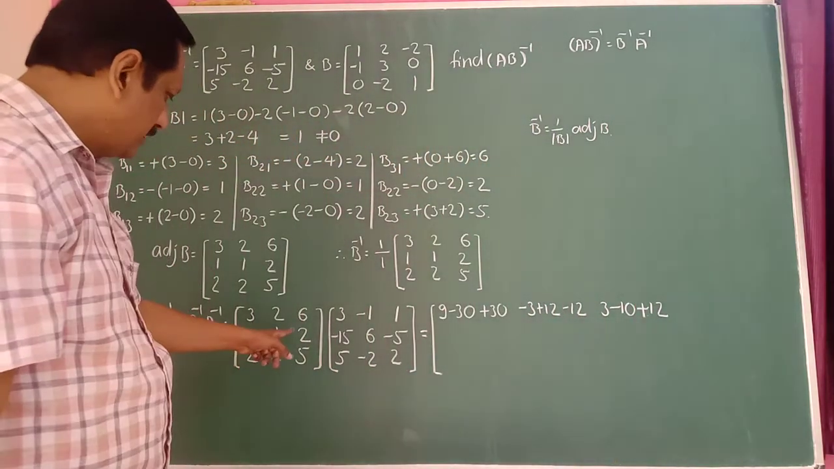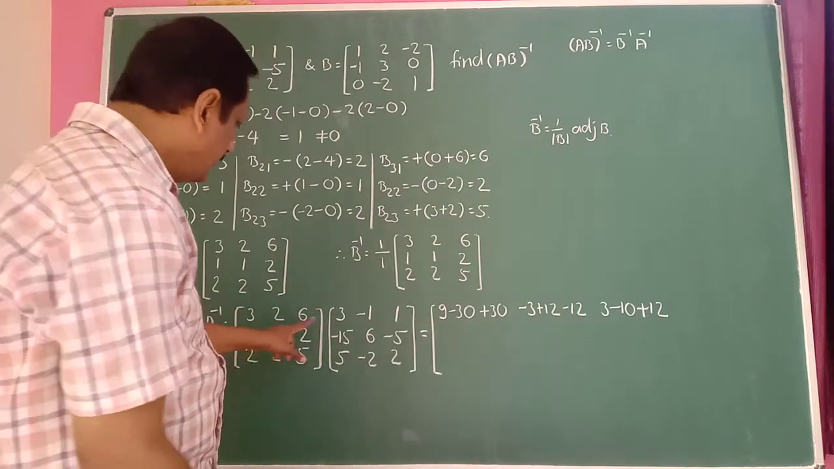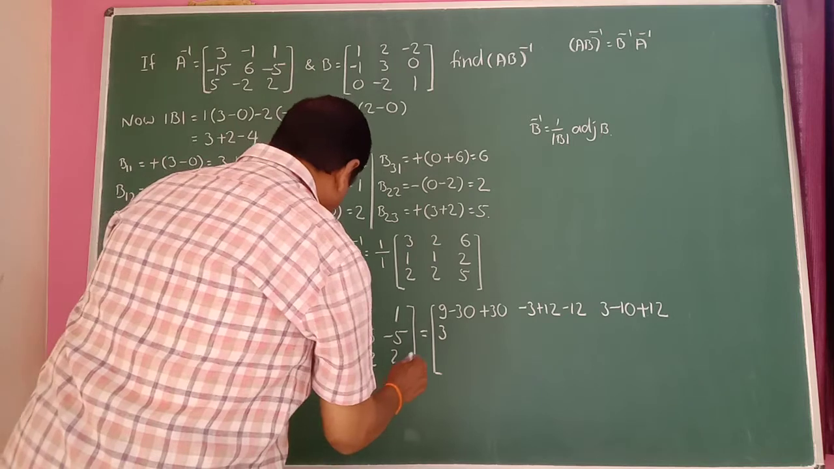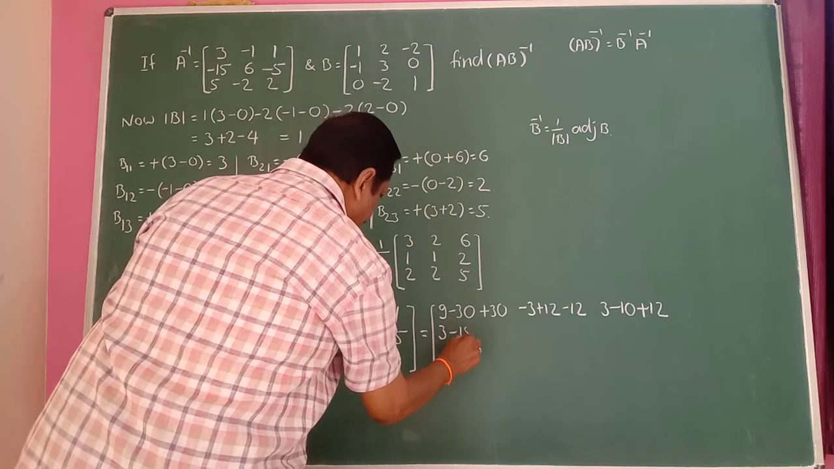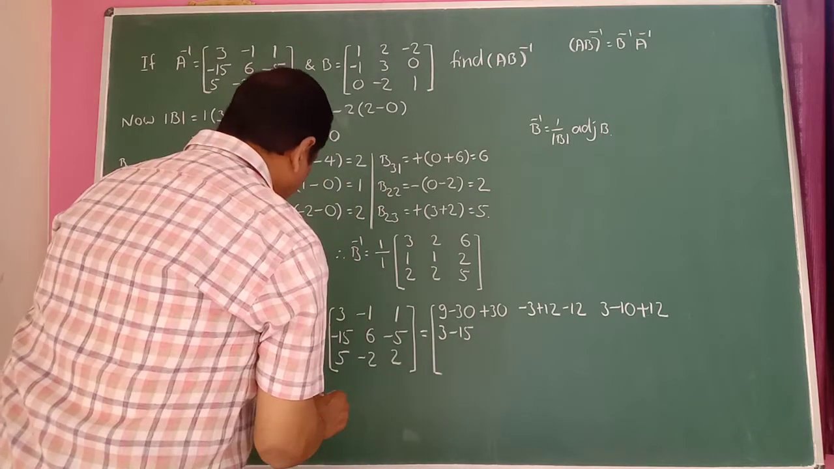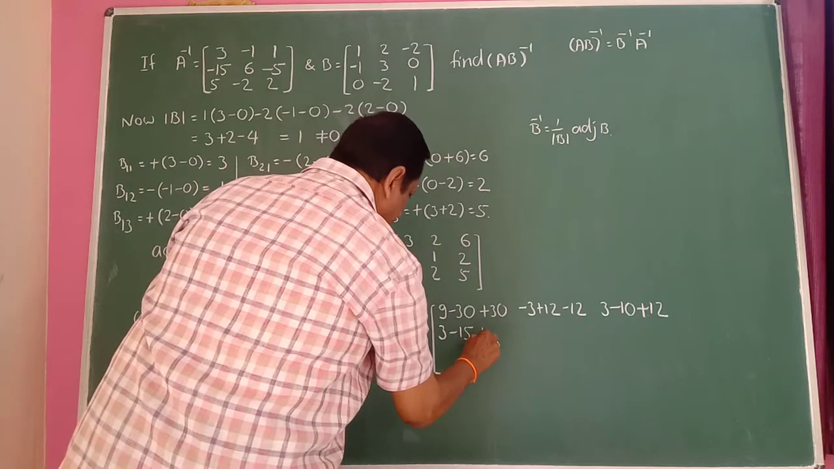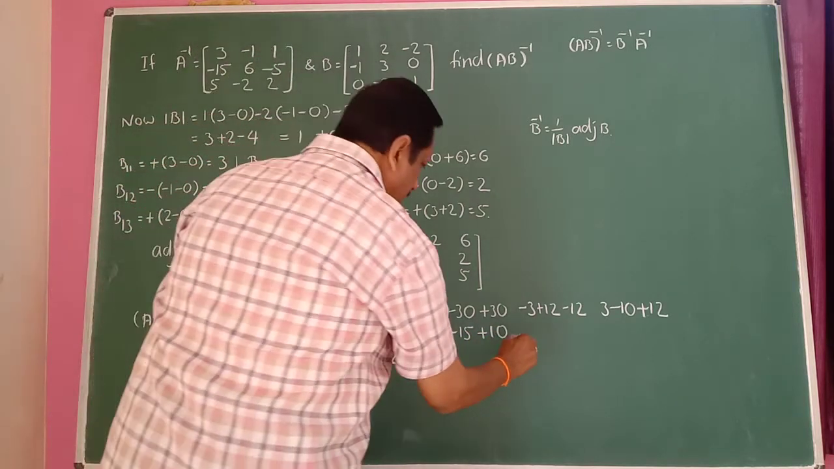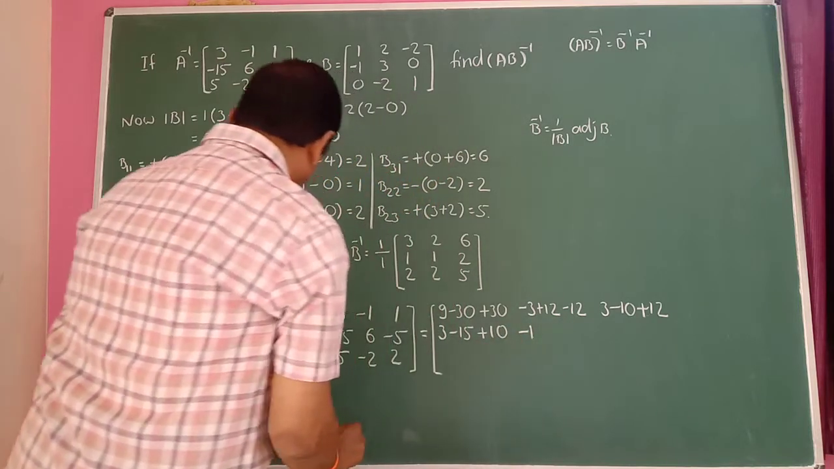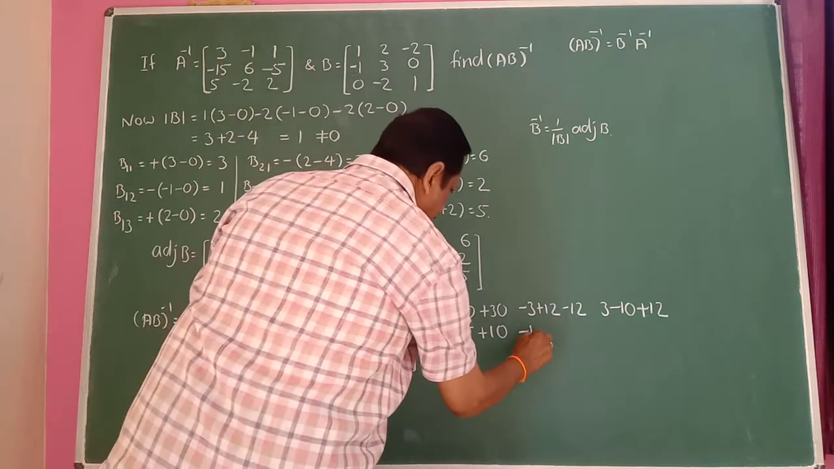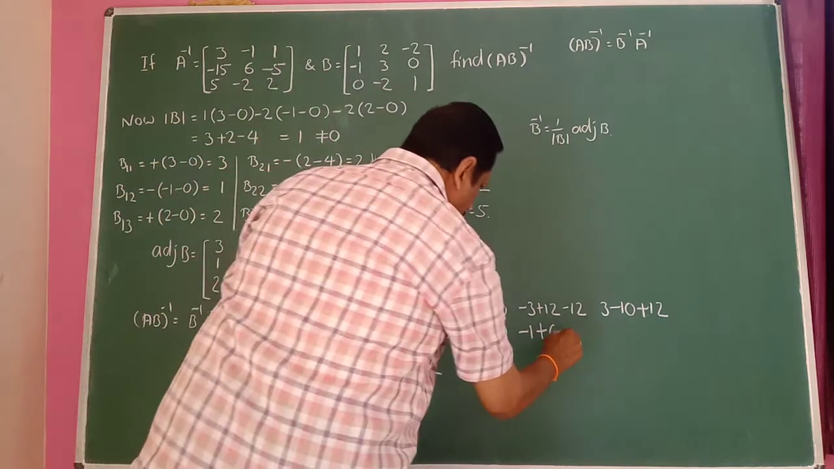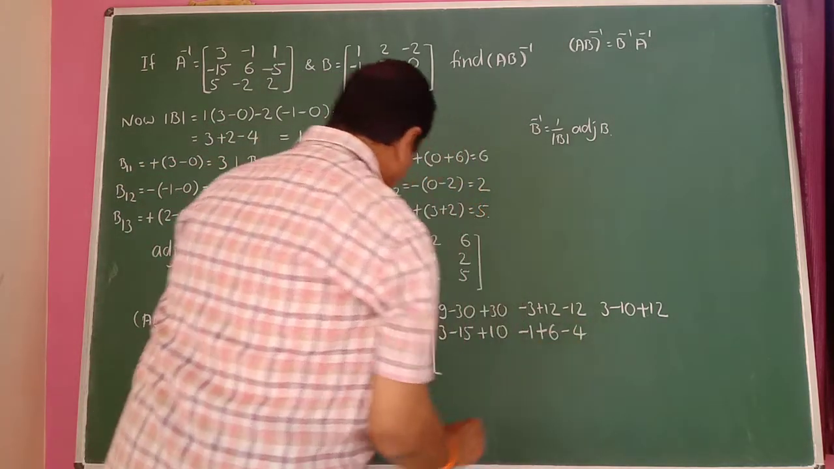Multiply the second row with the first column here. 1 into 3 becomes 3. Then 1 into minus 15 is minus 15, then 2 5s are 10, so plus 10. Then 1 into minus 1 is minus 1. 1 into 6 becomes 6, plus 6, and 2 2s are 4, minus 4 here.